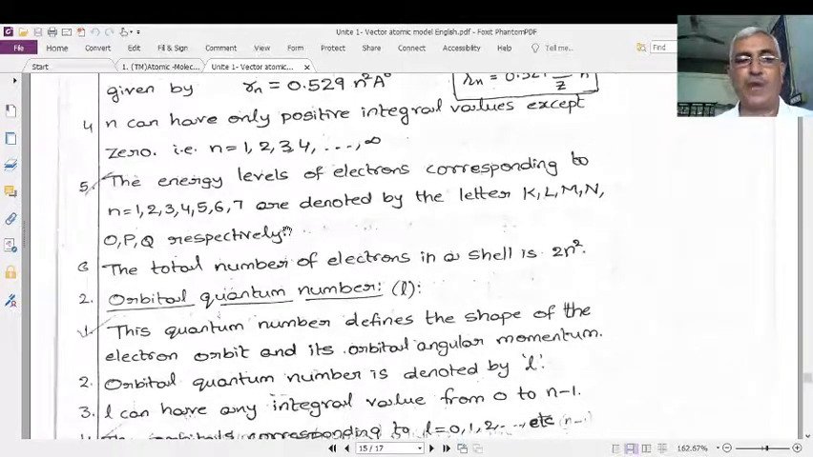And if you want to know the total number of electrons in a main shell, it will be obtained by means of the formula 2n square. If you put 1, 2, 3, 4, and so on, you will get the total number of electrons that can be accommodated in the first main orbit, the second main orbit, the third main orbit, the fourth main orbit, and so on.